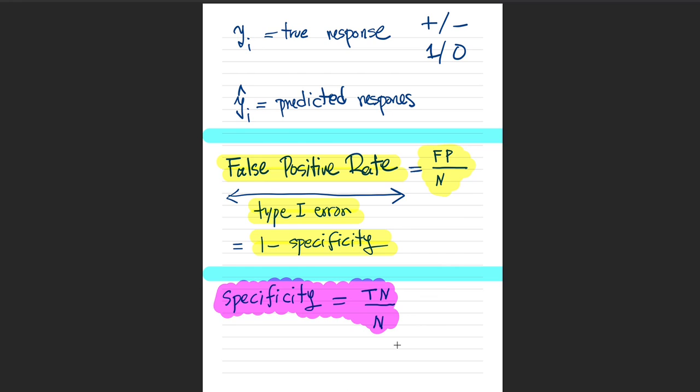So then what is specificity? Specificity is the true negatives divided by the negatives. True negatives meaning how many of the predicted responses that are predicted as 0 are actually 0.